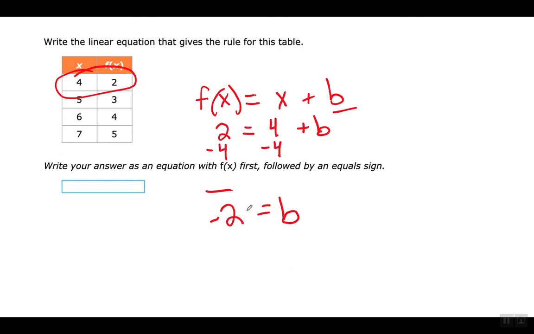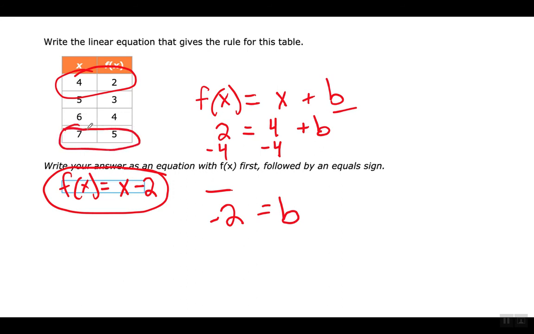Okay, el valor para b es negativo 2. So my answer is going to be f of x equals 1x, but I don't write the 1, minus 2. And by the way, you could always check if your answer is right by substituting and seeing if this equation is true. Substituting, like for example, let's say I substitute this value right here for x and f of x. It should make the equation true.